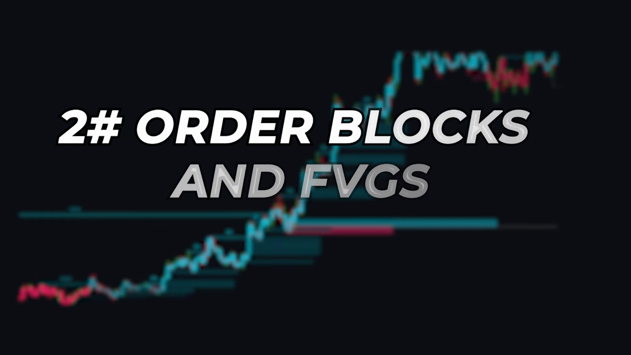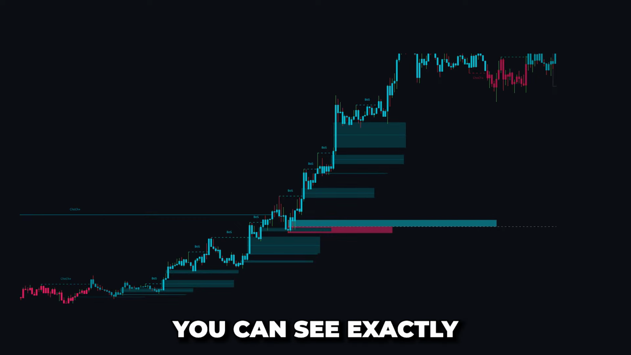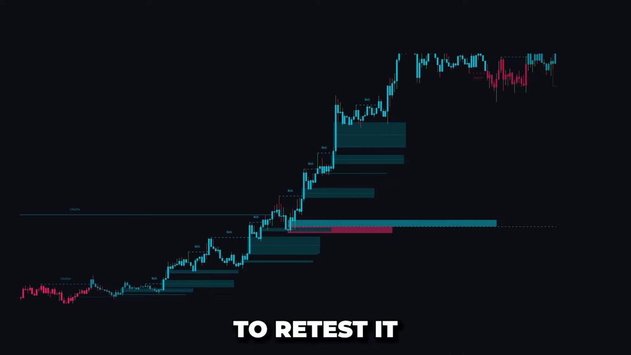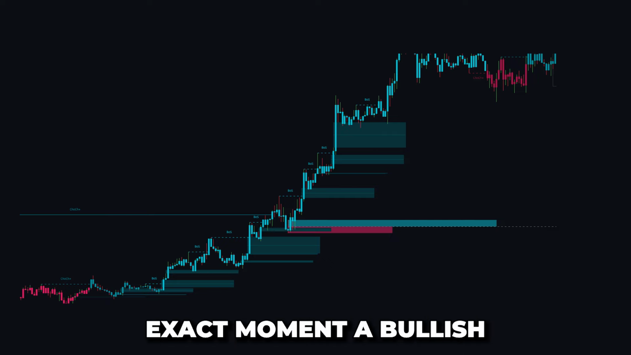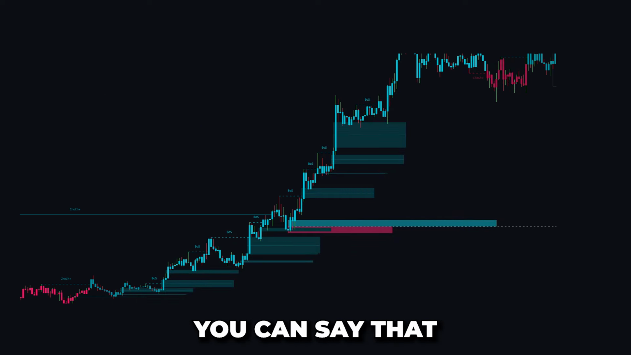Second tip, remember how I said that order blocks can line up with fair value gaps? Well, in this example, you can see exactly what I meant. Right here, a bullish FVG formed and the price came down to retest it, and at that exact moment, a bullish order block formed. This is a huge green flag. When you see this, you can say that this will be almost a 100% successful trade.